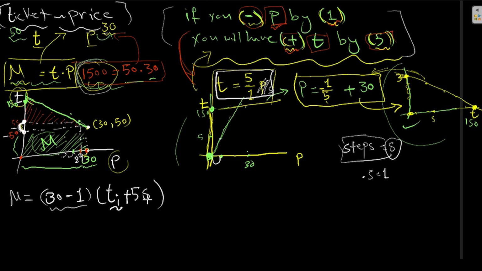Let's substitute the value of s by 1. Substitute the value. This is 50. This is value plus 5 multiplied by 1. 29 price multiplied by 55 tickets. This is the new area of my money.